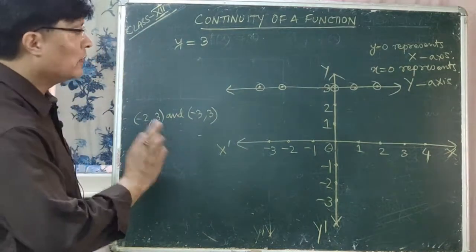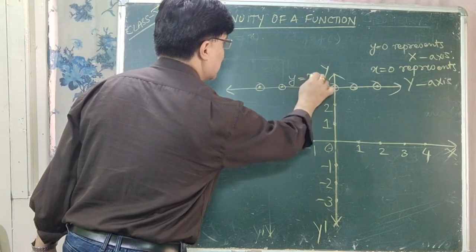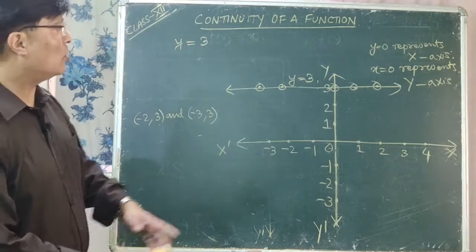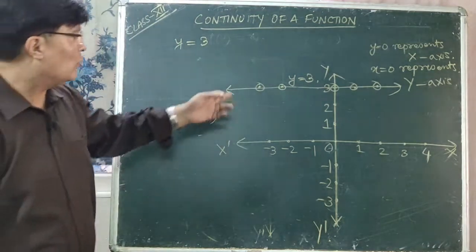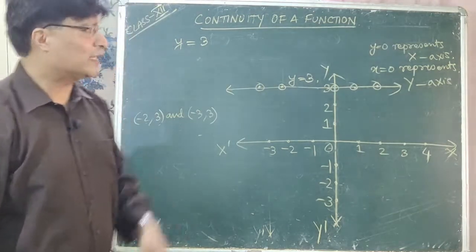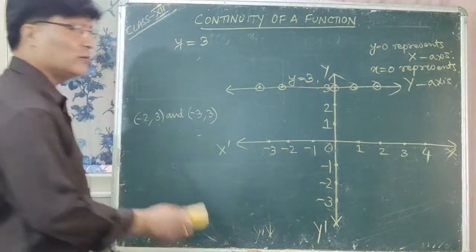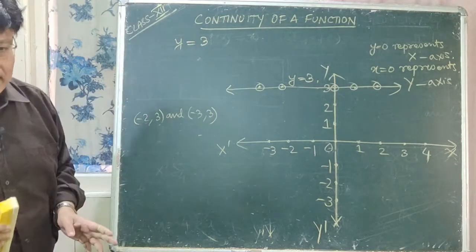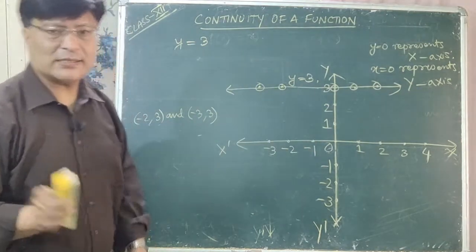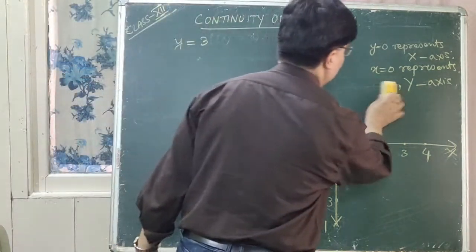You will get a graph which is a straight line, and the equation of this straight line is y equal to 3. So what is y equal to 3? Y equal to 3 represents a straight line which is parallel to which axis? X-axis. Is that clear? So now I think you have understood it. Y equal to 3 represents a straight line parallel to the x-axis. So let us do the next one.